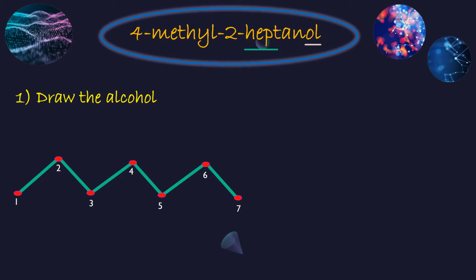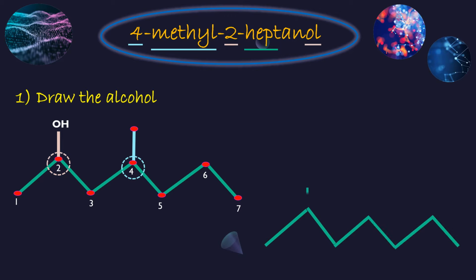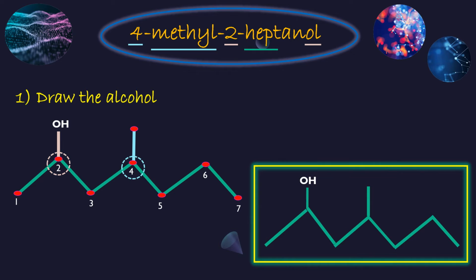The suffix OL indicates that we have an alcohol in the structure, and the number 2 tells us the location of the alcohol. Find the second carbon and draw in the alcohol. Alcohol is indicated with abbreviations OH for the bond between oxygen and hydrogen. Now, methyl tells us that we have a 1-carbon substituent group, and the number 4 indicates that the methyl group is at the 4th carbon. Draw in the first carbon and connect the line. Here is the drawing for the alcohol, 4-methyl-2-heptanol.